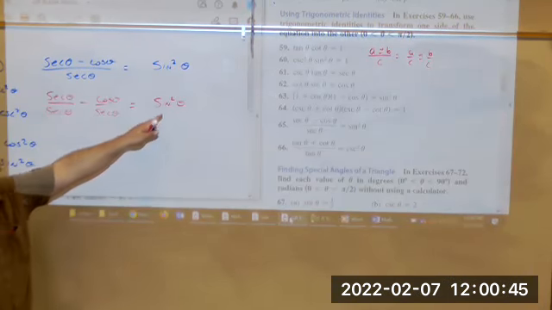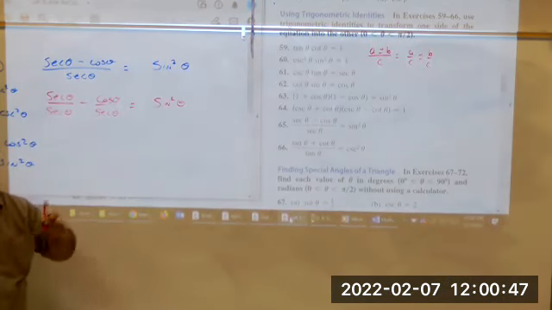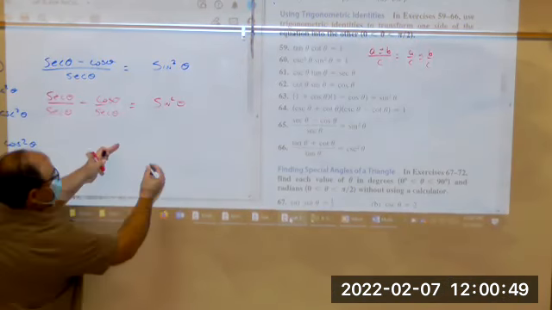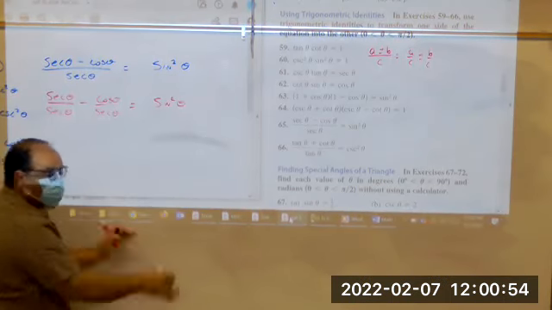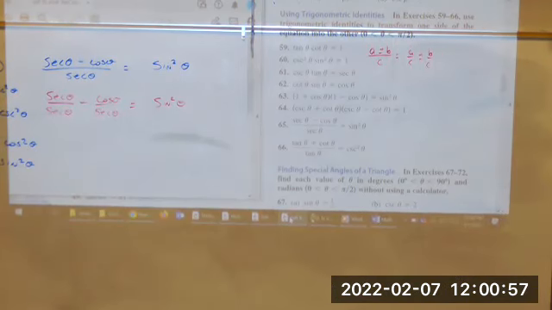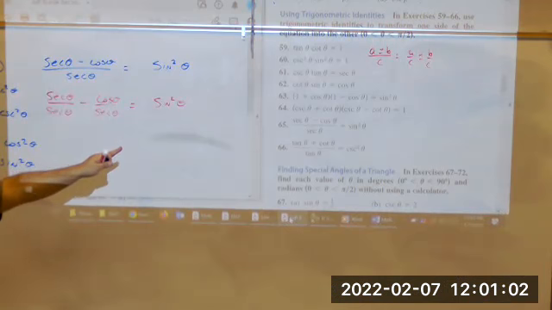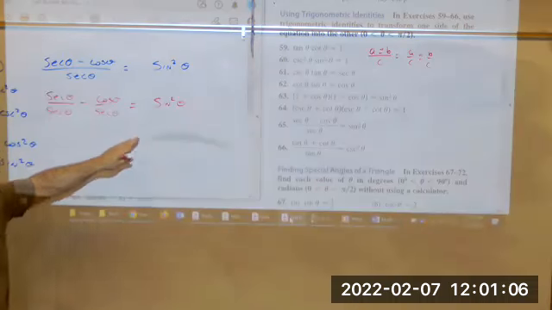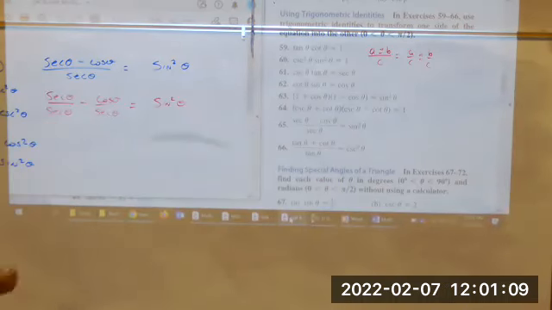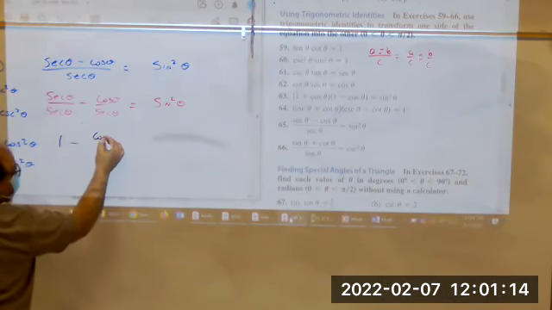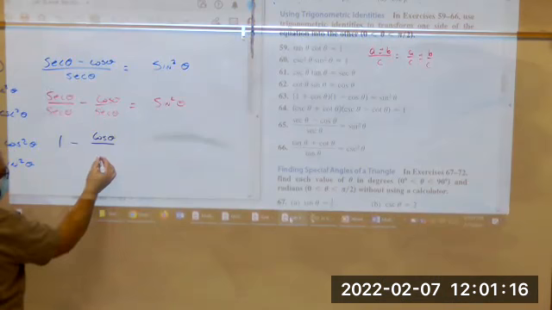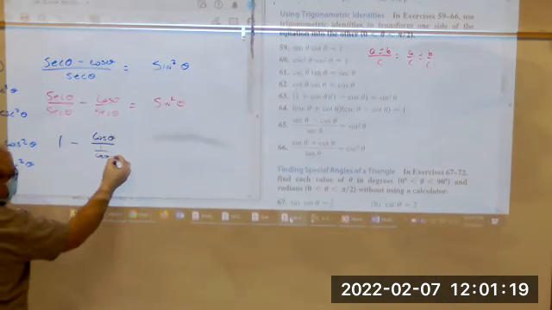Think about where you're going. Now, you might go, oh, over here, that's 1 minus cosine squared, but you cannot work on both sides. You can't do that. But that doesn't mean you can't think about what the other side could look like. What else over here? That's 1 minus cosine squared. Well, where am I aiming? Well, look what I got. I got 1 minus cosine theta over secant, which is 1 over cosine theta.